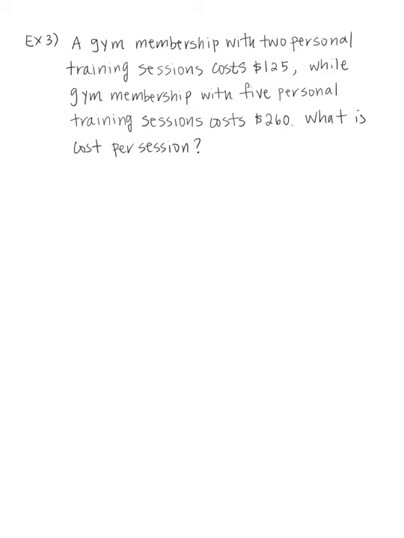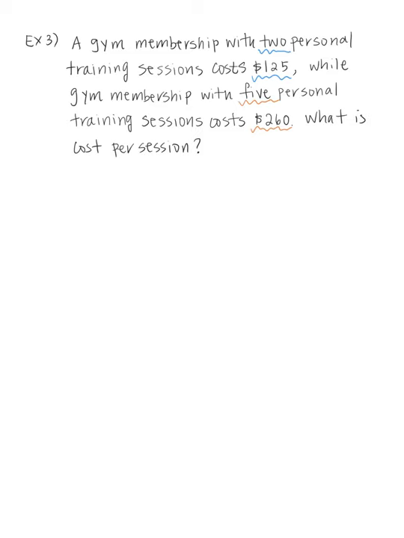All right, now let's do some real-world applications. Example 3: a gym membership with 2 personal training sessions costs $125, while a gym membership with 5 personal training sessions costs $260. What is the cost per session? So let's just jot down what we're given. Membership with 2 personal training sessions, so 2 sessions is going to cost $125, and 5 sessions is going to cost $260.